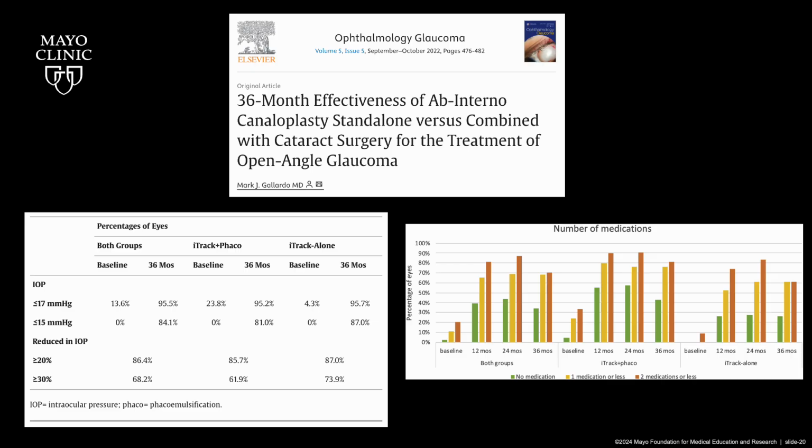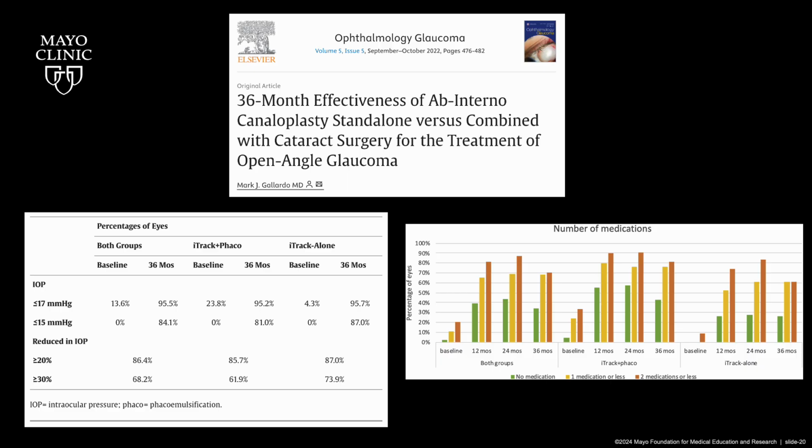So this study by Dr. Gallardo, evaluating the 36-month efficacy of ab-interno canaloplasty, highlights some important findings. As we noted earlier, iTrack can be done with or without cataract surgery, and this study actually breaks down the intraocular pressure changes in the groups separately.